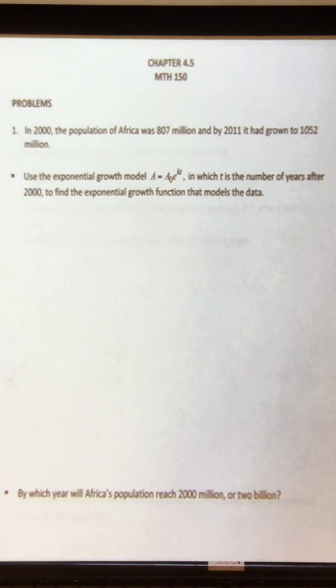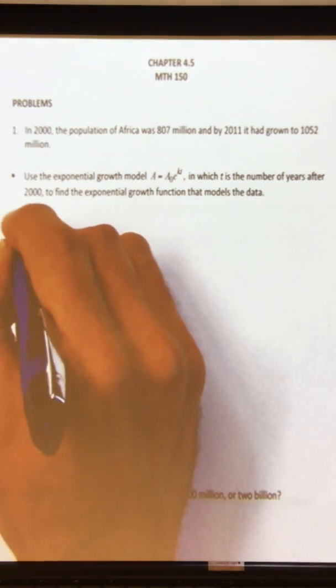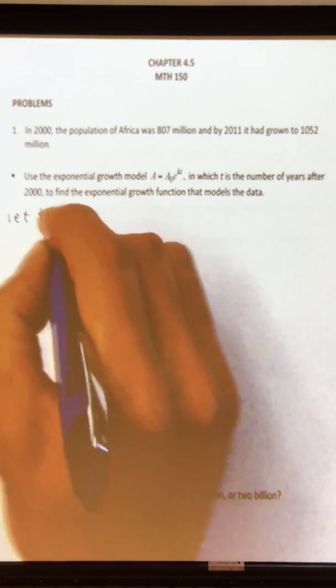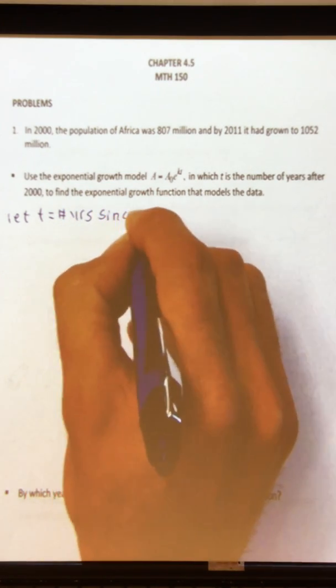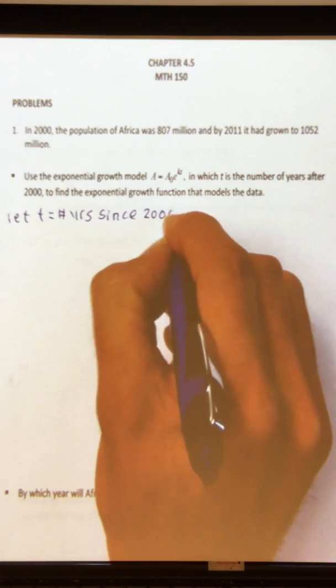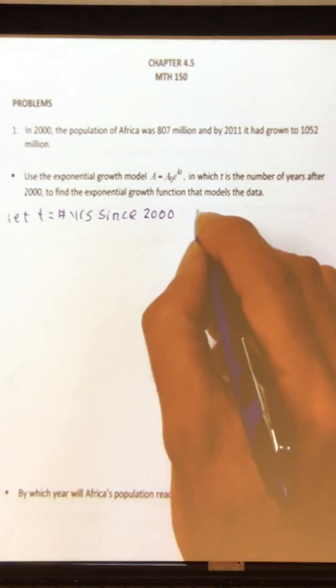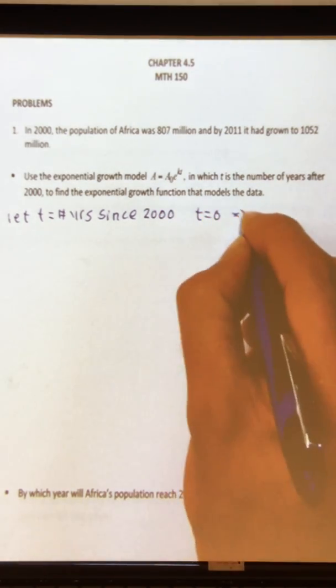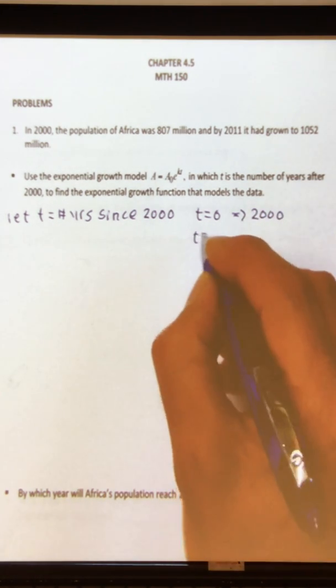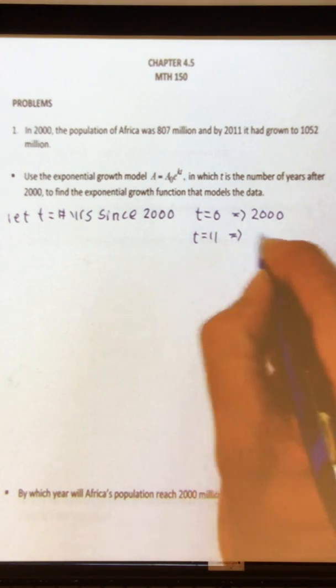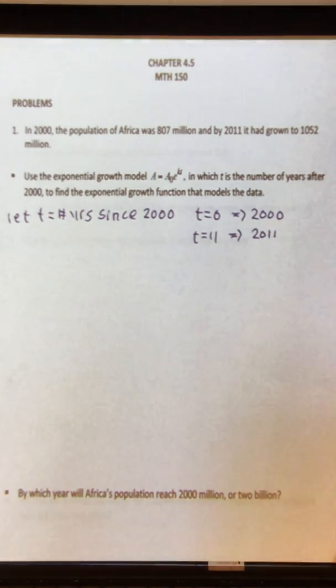Section 4.5 exercises. Problem 1. We're asked to find the exponential growth model given the information stated above. And what we'll do here is we will let t be the number of years since the year 2000. By aligning the data in this way, that means that t equals 0 will correspond to the year 2000, and then t equals 11 will correspond to the year 2011.